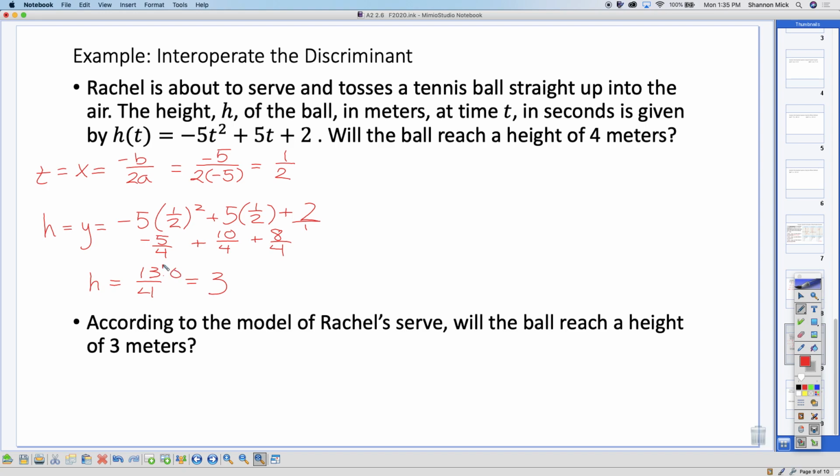With 1 left over. 4 goes into 10, 2 times, with 2 left over, and 4 goes into 20, 5 times. We did long division, short way. So what's the max height this ball reaches? 3.25 meters. Is it ever going to reach 4? No.